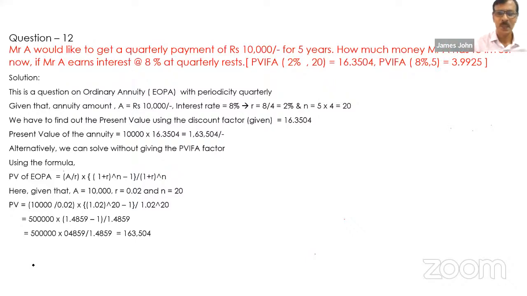We need to take it in annuity terms, right, sir? We didn't consider that quarterly. Look at the question. If the annuity payment is every year, then you can take 8%, 5 years. Here, the annuity payment is quarterly. Suppose the person wanted 10,000 every month, then what will be the factor for 8% and 5 years? 8% will be 8 by 12, that is the percentage, and 5 years means 5 into 12, 60. So the corresponding factor you have to take.